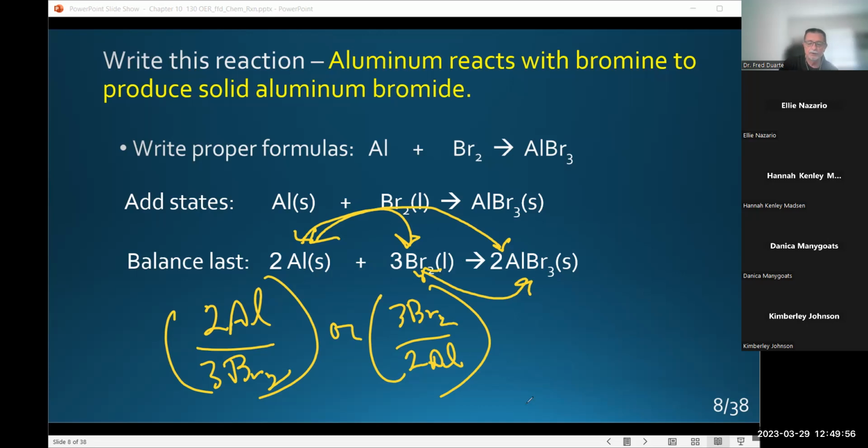For example, let's do a quick what-if scenario. Let me clear this up.